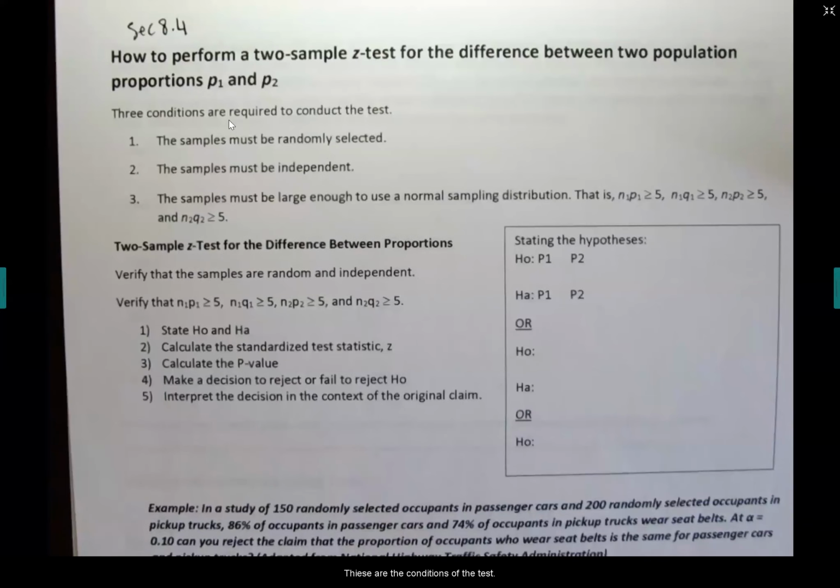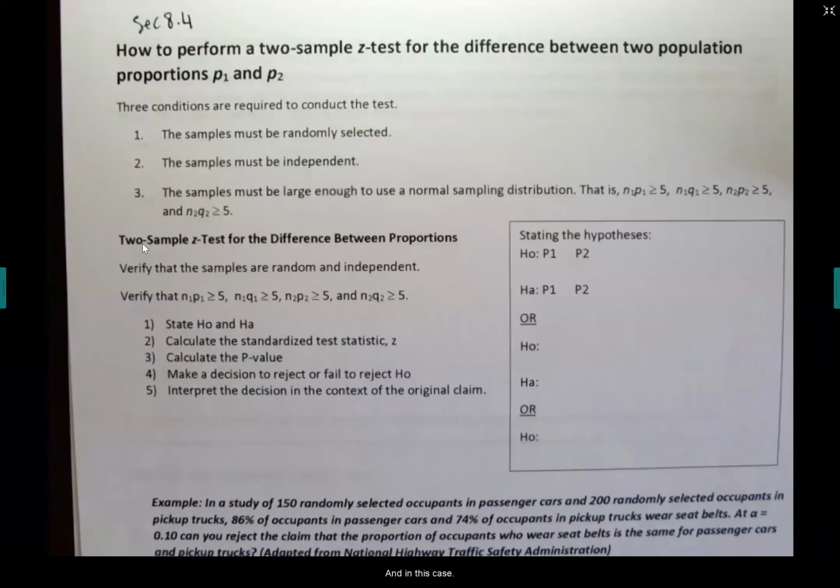These are the conditions of the test. He has to tell you that the samples are random. So they're done randomly. The samples are independent. As I told you, the first two sections and the last section of chapter 8 require that the samples be independent. That means one sample is not related to the other. The samples must be large enough to use a normal sampling distribution. That means N1, P1 greater than 5. I'll demonstrate this condition in a little bit.